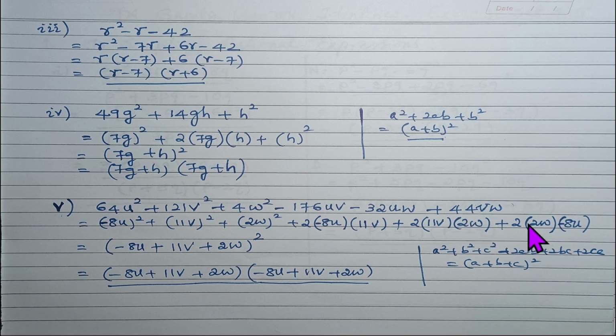And the third one is plus 2ca, that will be plus 2 into 2w into minus 8u, plus into minus is minus, 8 twos are 16 and 16 twos are 32uw, that is also there. So we have got all the terms of the expansion of (a plus b plus c) whole square, therefore a is minus 8u here, b is 11v and c is 2w. Therefore I can write it as (a plus b plus c) whole square. Therefore it is (minus 8u plus 11v plus 2w) whole square. So the factors are (minus 8u plus 11v plus 2w) and (minus 8u plus 11v plus 2w). So they are the 2 factors there.